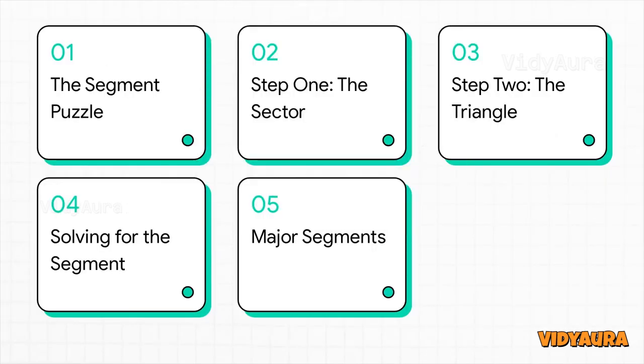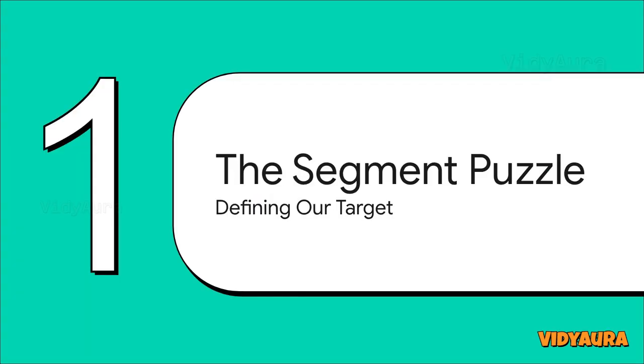So here's how we're going to tackle this. First, we need to get a really clear idea of what we're aiming for, the segment itself. Then we're going to find the area of the whole pizza slice that it's a part of. That's the sector. After that, we'll calculate the area of the triangle that we need to get rid of. And finally, we'll put it all together to get our answer. Oh, and we'll even take a quick look at the other side of the circle too. Let's do this.